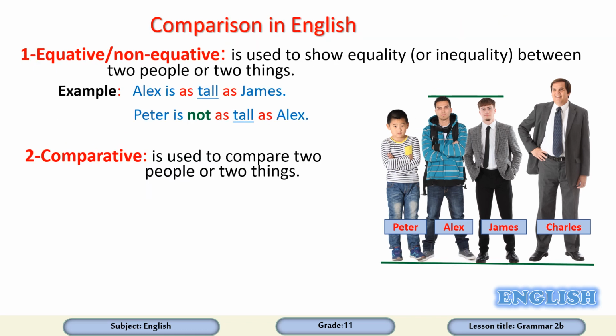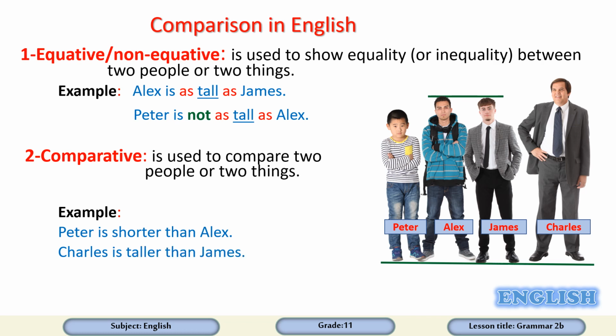The second form of comparison is the comparative, and it is used to compare two people or two things. If you look at the picture on the right, we can say Peter is shorter than Alex. Or we can also say Charles is taller than James.